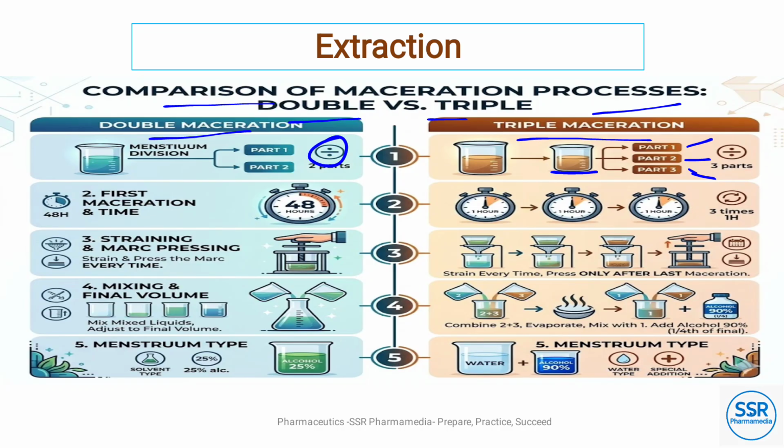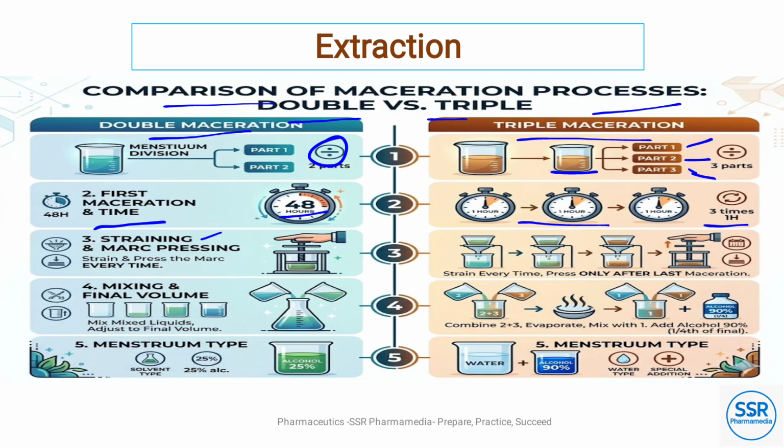Then next, the first maceration part time is 48 hours. Under the triple maceration, it is only 3 times, 3 hours. So 3 hours we keep. So in double maceration we keep it for 48 hours, and in triple maceration we keep it for 3 hours for that maceration.